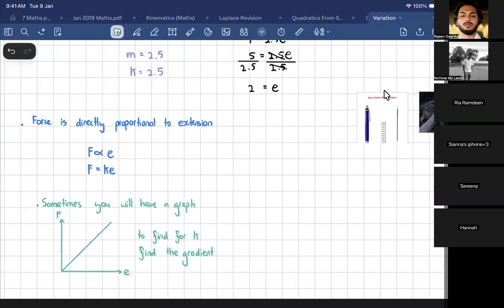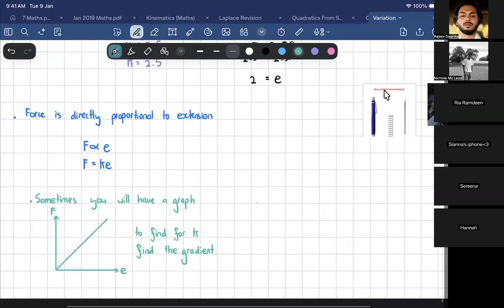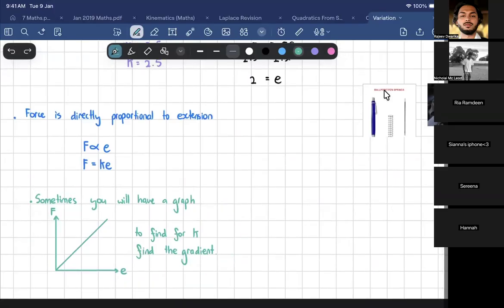So that's one condition. Sometimes you will have a graph, and to find K, you'll have to find the gradient. Now, the other case, which is typical in CXC, I've only ever seen them do the graph once. The more probable case is they'll give you a condition.